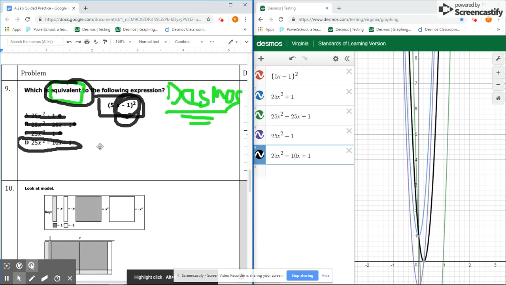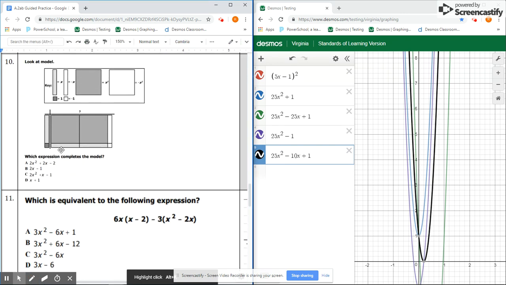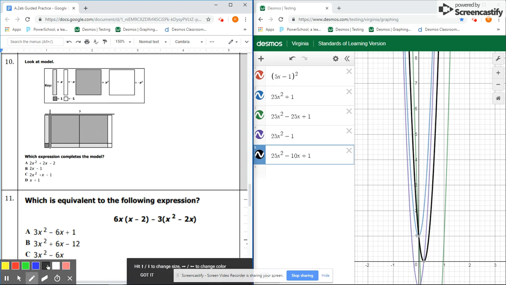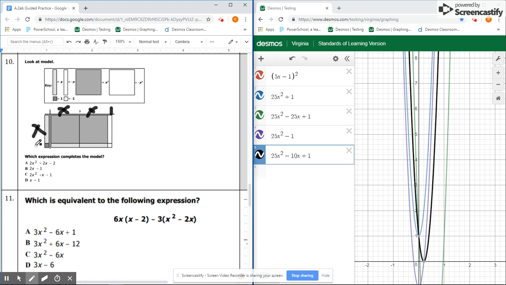And number 10, look at the model. Which expression completes the model? So we have an x and an x and a 1. This would be an x and an x and a 1. Okay, and this would be an x and a negative 1. Okay, so we need to figure out what is put here to give us the answer.